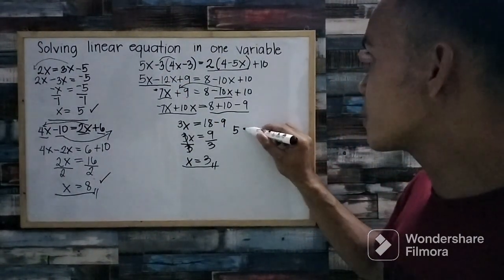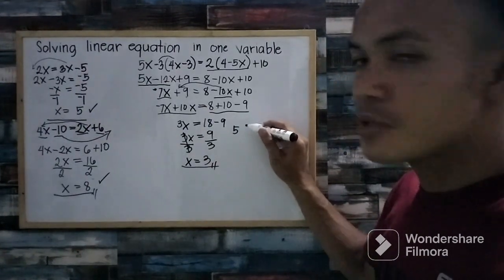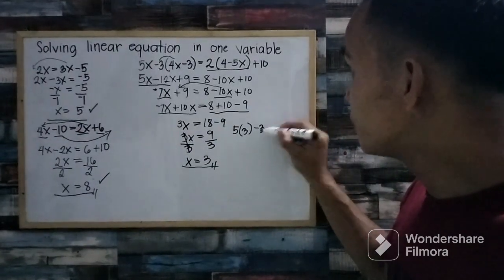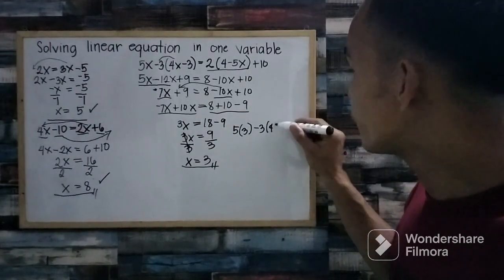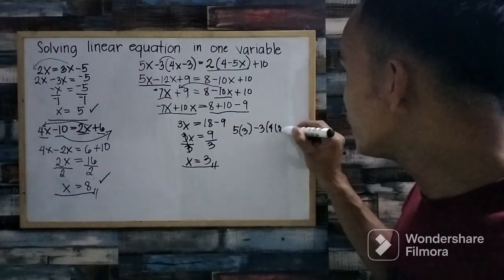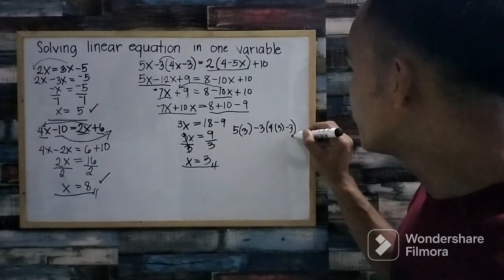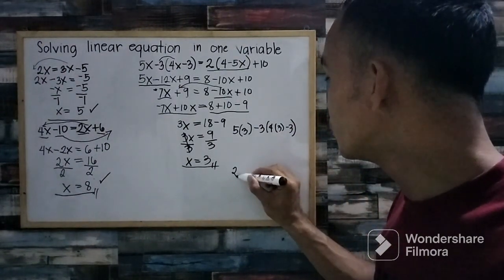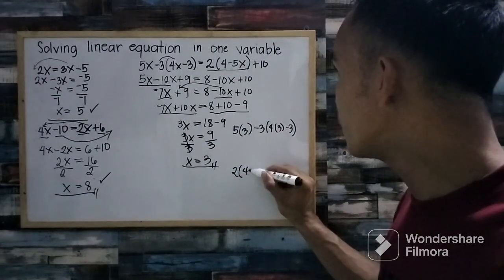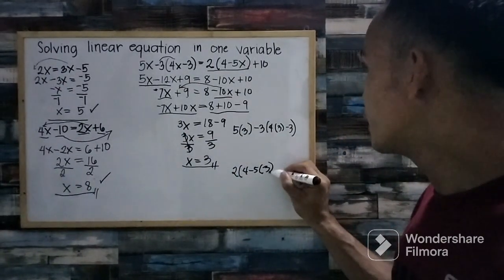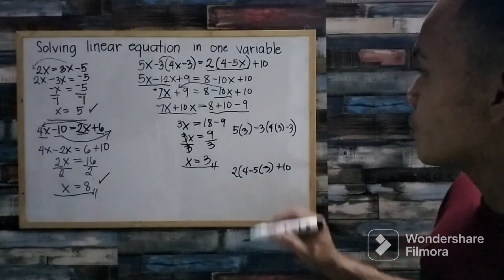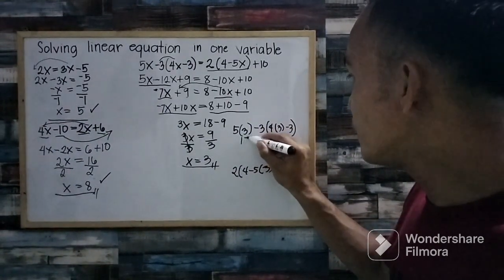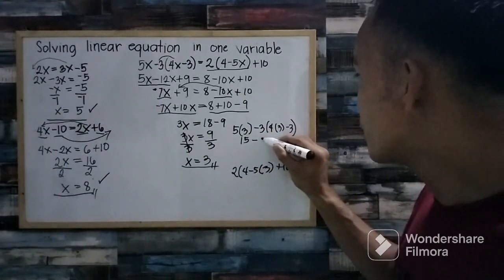So, we have that 5x. Instead of putting x there, substitute it by the value of 3, minus 3 times 4 times 3 minus 3. Okay, wala na tayong space. So, let's have here 2 times 4 minus 5 times 3 plus 10. Alright? So, uunahin natin yung 5. Ito yung nasa una. So, 5 times 3, that is 15 minus 3.